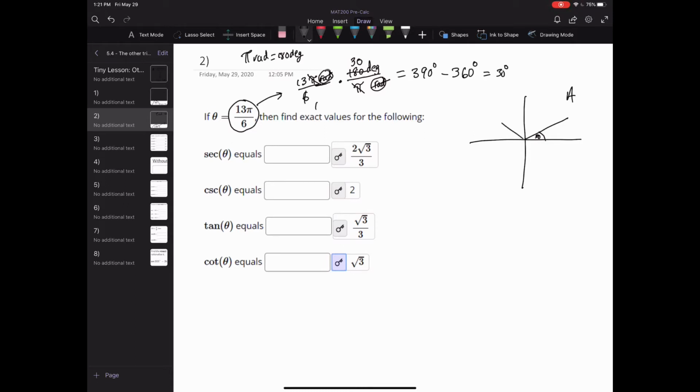If it landed over here, let's just say it landed over there somehow, then only sine would be positive. But also, what's the other function that goes along with sine? Cosecant. That would also be positive there too. And everything else would be negative. So just keep that in mind.